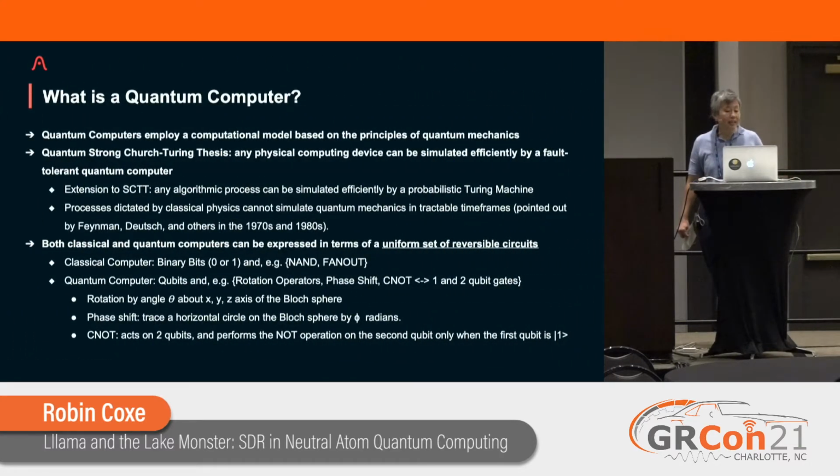So starting out, what is a quantum computer? Quantum computers employ a computational model based on the principles of quantum mechanics. They were first postulated in the 70s and 80s when people began to realize that processes dictated by classical physics, i.e. classical computers, cannot simulate quantum mechanical processes in tractable timeframes. So people asked themselves, can we make computers using quantum mechanics to solve these problems?